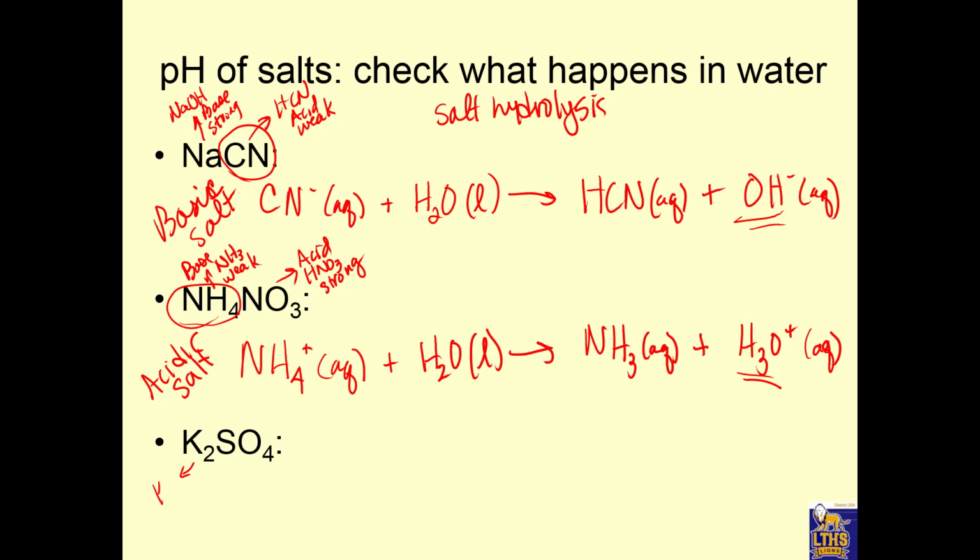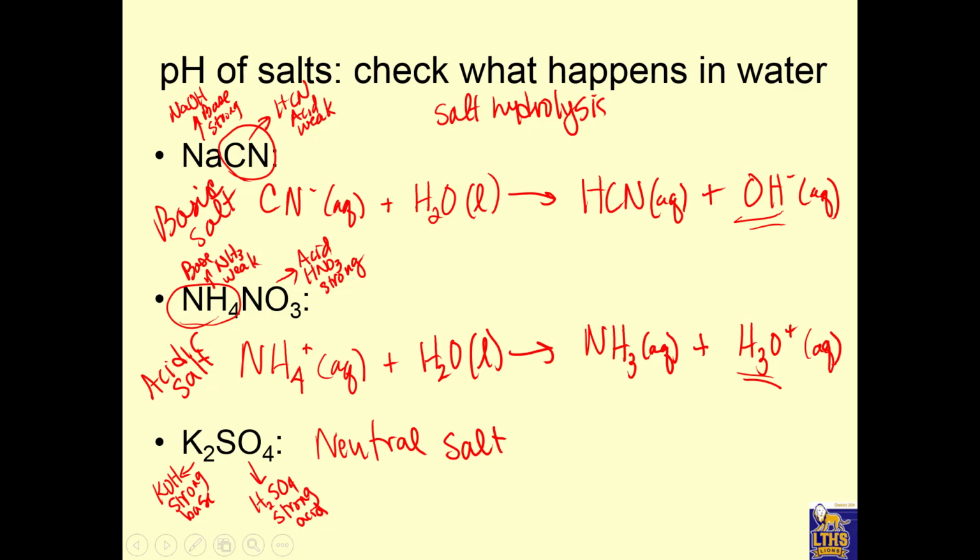This came from KOH, which is a strong base. Where did this come from? It came from sulfuric acid, which is a strong acid. And so neither of these came from a weak conjugate. So this one is going to form a neutral salt. Neutral.